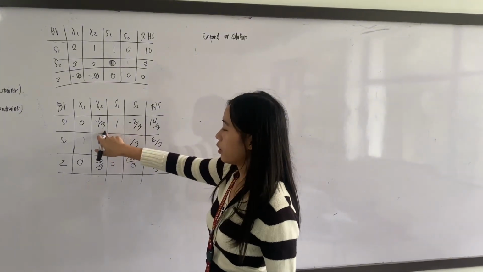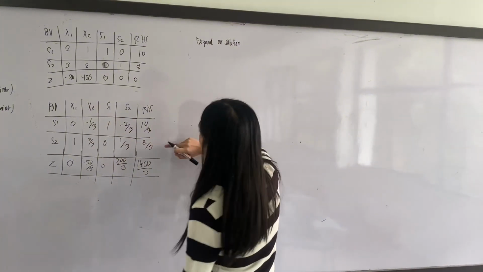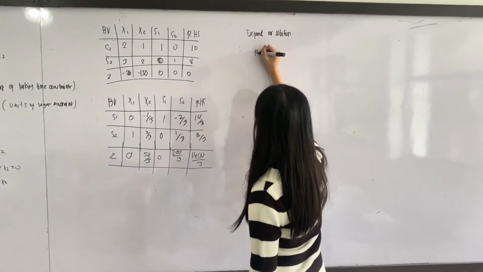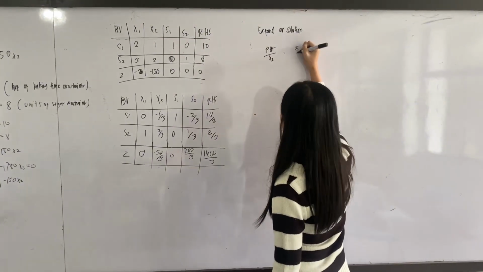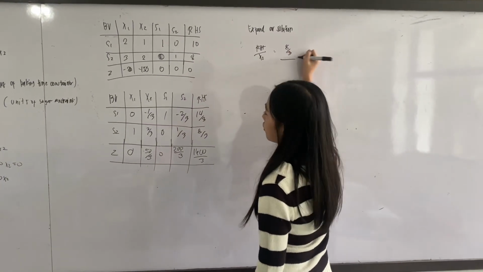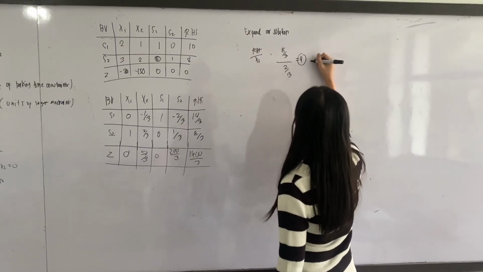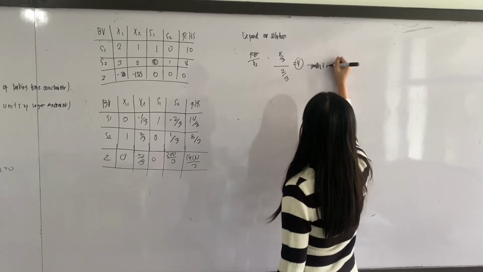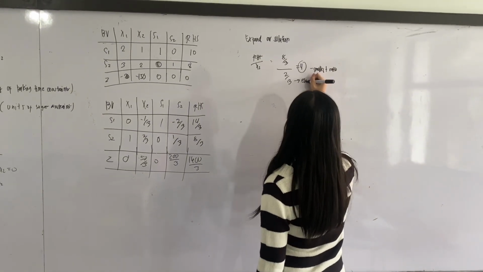by negative 1 over 3, since this is a negative portion. So we proceed with dividing 8 over 3. 8 over 3 divided by 2/3, we get 4. So 4 is our smallest ratio, and 2/3 is our pivot element.